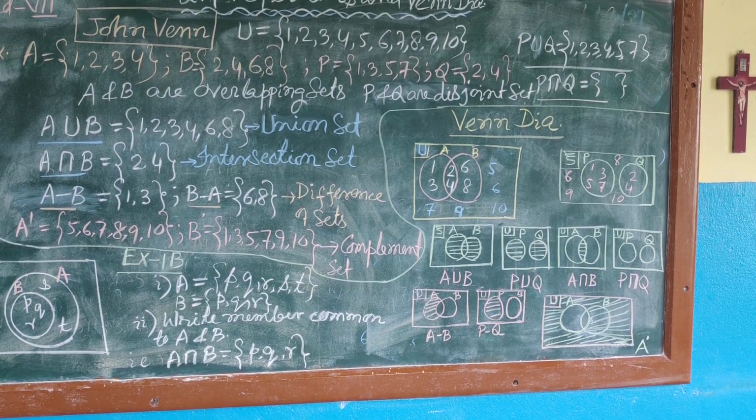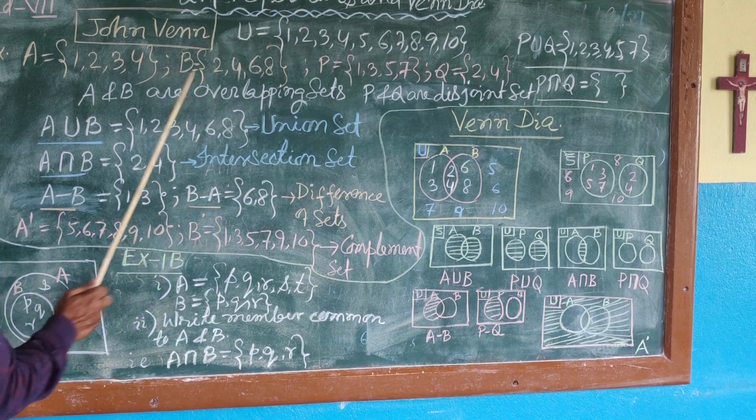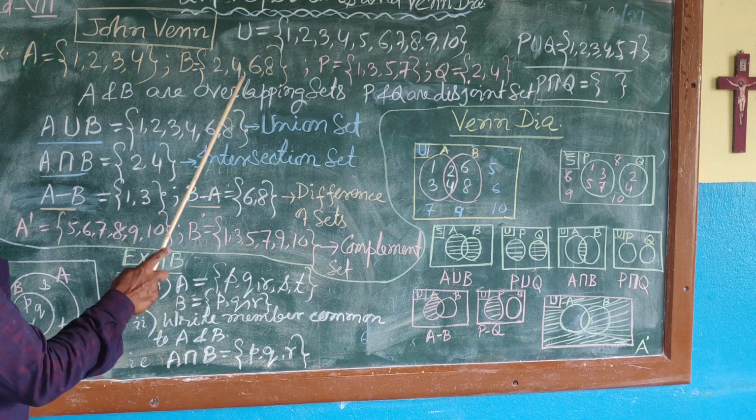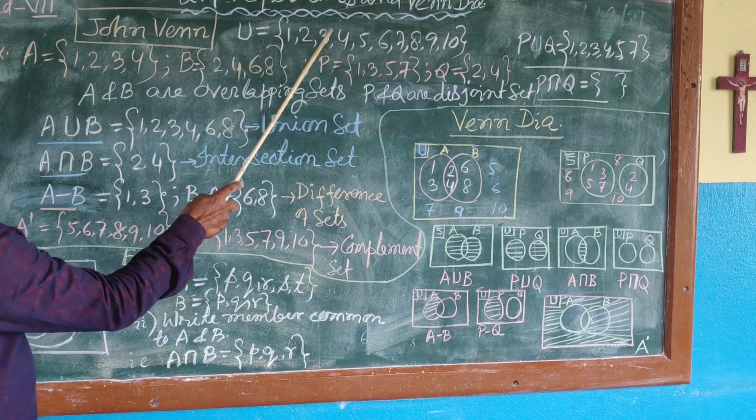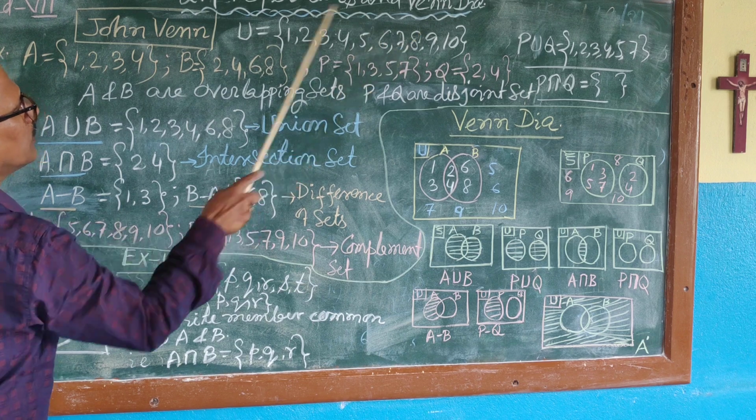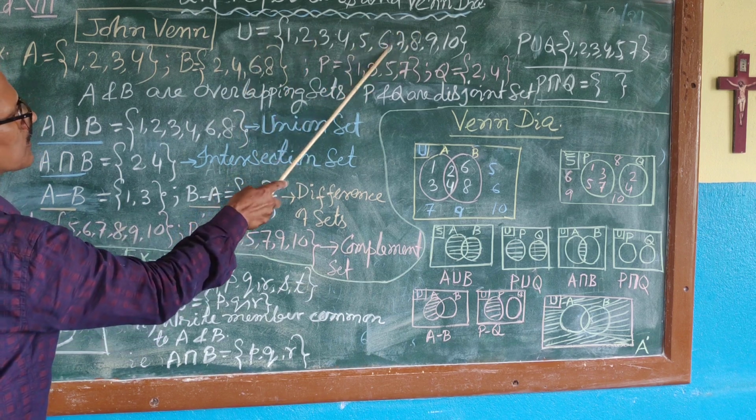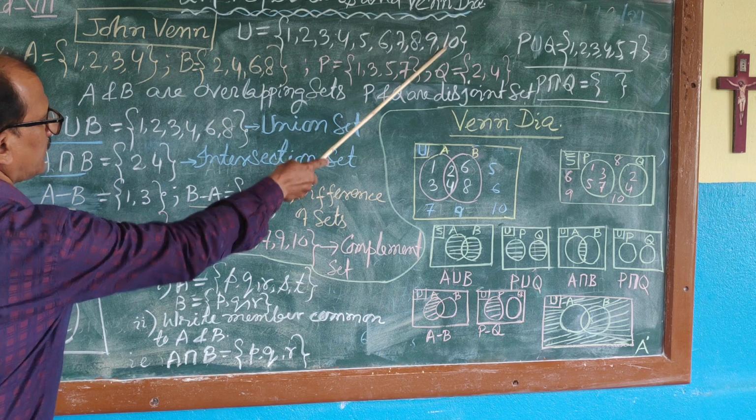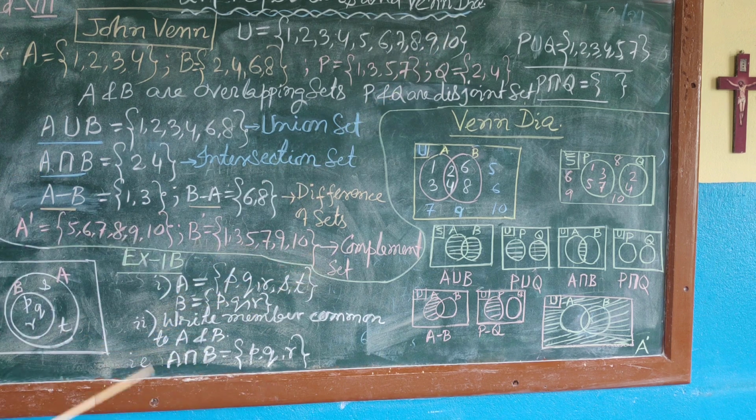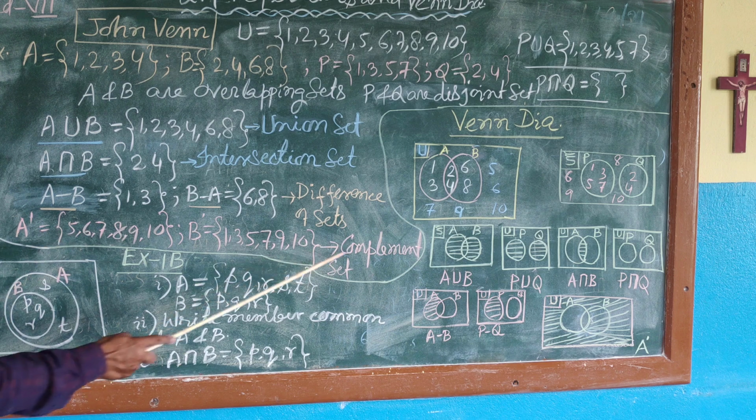You understand? B complement similarly, leaving the set B's elements from the universal set. So from the universal set, 2, 4, 6, 8, you leave 2, you leave 4, you leave 6 and you leave 8. You will find 1, 3, 5, 7, 9 and 10. So 1, 3, 5, 7, 9 and 10 will be the complement set. So this is a complement set.